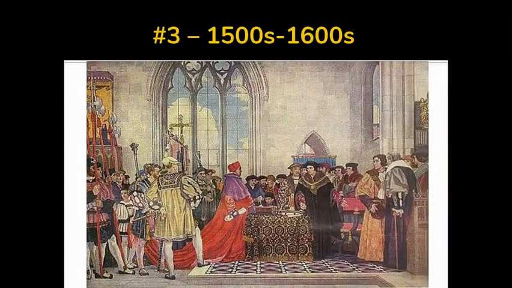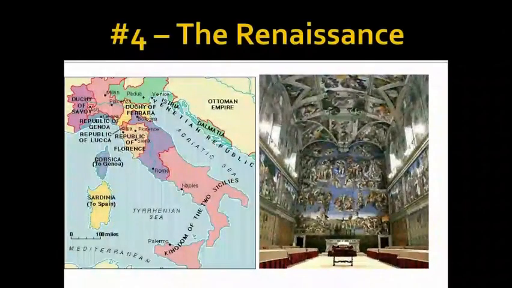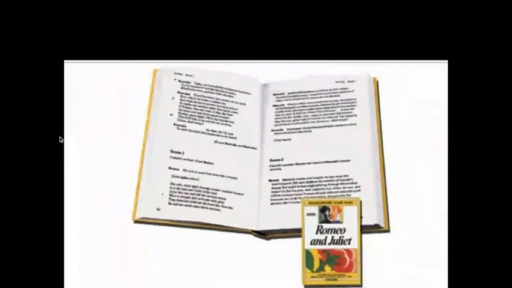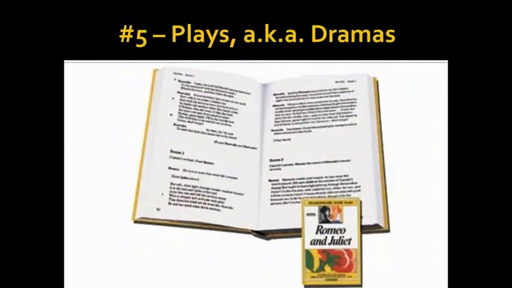The time period he wrote in was the 1500s and 1600s, which were part of the Renaissance, meaning rebirth, which began in Italy and spread throughout Europe, and was basically rediscovering all of the art and literature, philosophy, and so on from the Greeks and the Romans, which had been lost during the Middle Ages. As for what he wrote, mainly plays, also known as dramas. He did write sonnets as well, and a few other things, but he is mainly known for his plays.